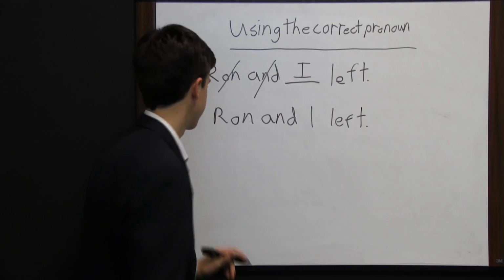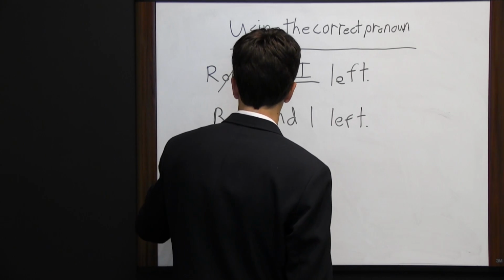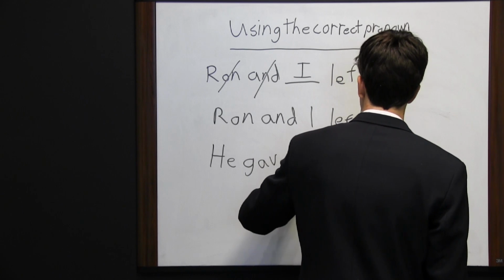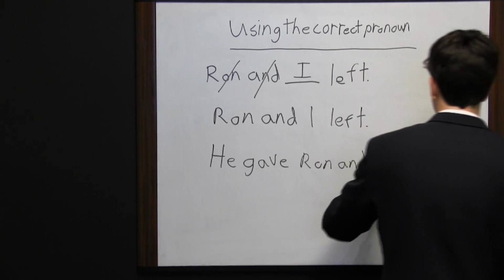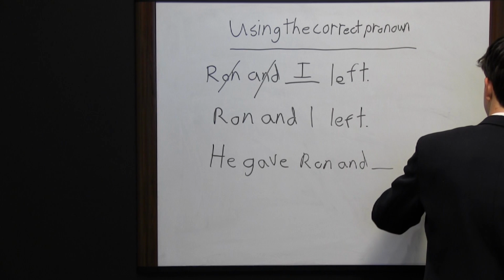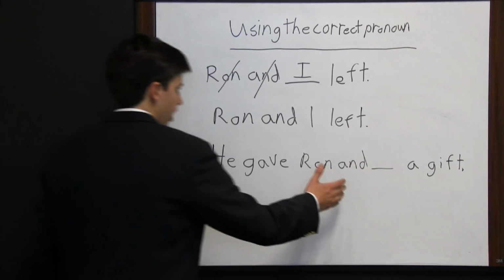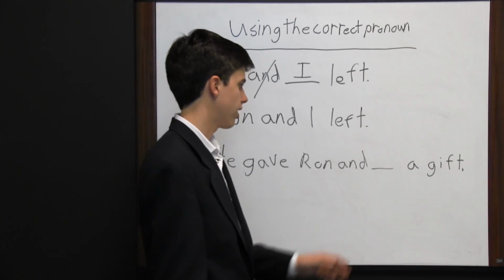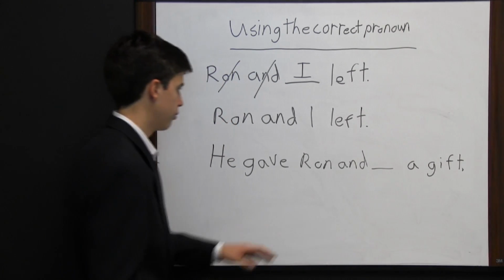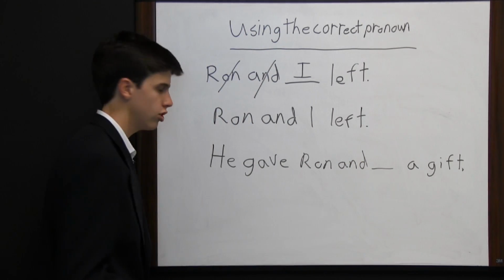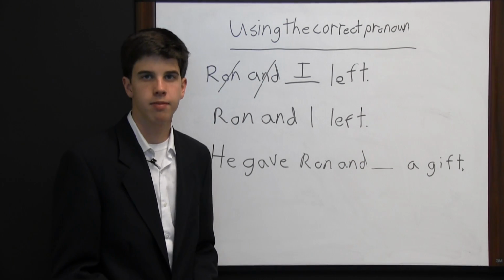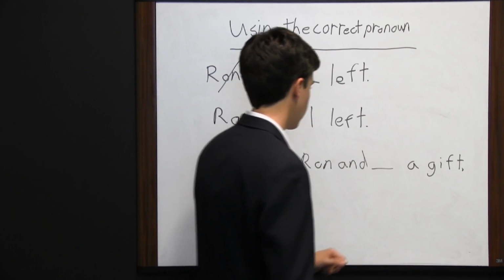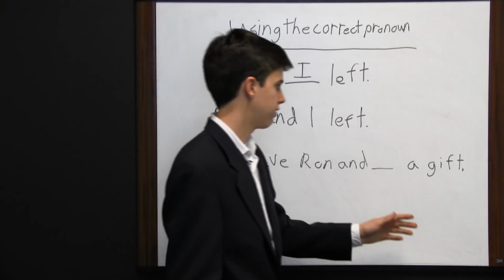All right, let's look at another example. He gave Ron and blank a gift. So here, do we insert the pronoun I or me? Well, let's try the trick again and remove Ron and from the sentence. So we can try it two ways. Once by inserting the pronoun I and once by inserting the pronoun me. He gave me a gift. Or we could read it as he gave I a gift.